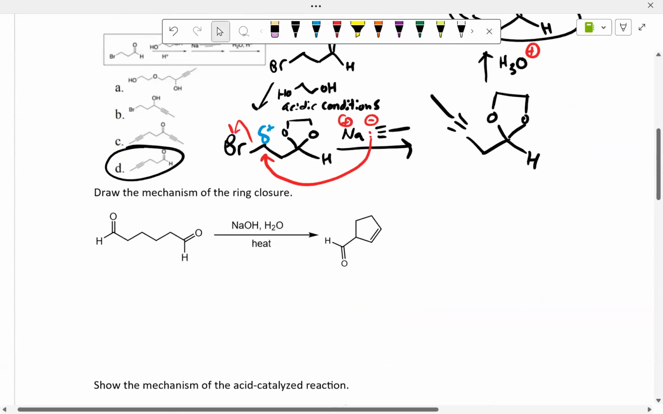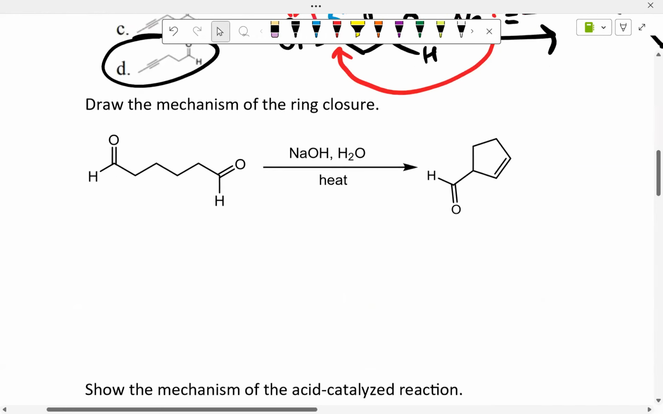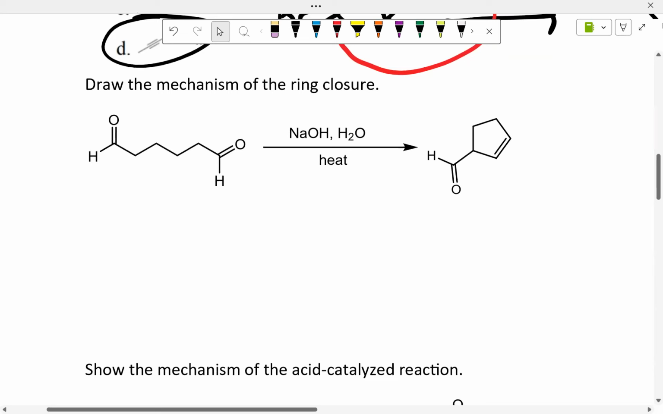All right, so that's it for the final review prep. Now we'll get back to focusing on this test. First, we have to show the mechanism of this ring closure using the enolate mechanism, given we're in the enolate chapter. First, let's just number the carbons. I'm going to use a different color.